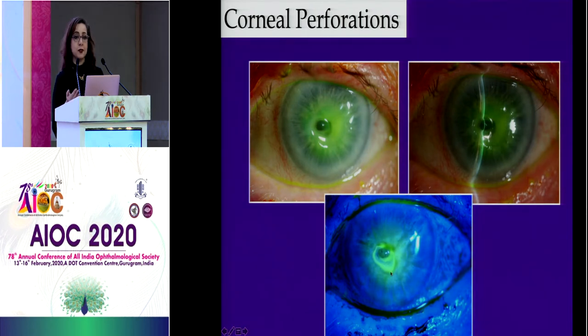And sometimes there is a leak and you cannot see a positive Seidel test. And that will be because the AC is almost flat, so there is no aqueous to come out. So remember that if you use a soft eye and you see the negative, just press a little bit on the eye and you will see the leak. Because if it's a flat AC, there is no aqueous to come out. So you will not get a positive Seidel.